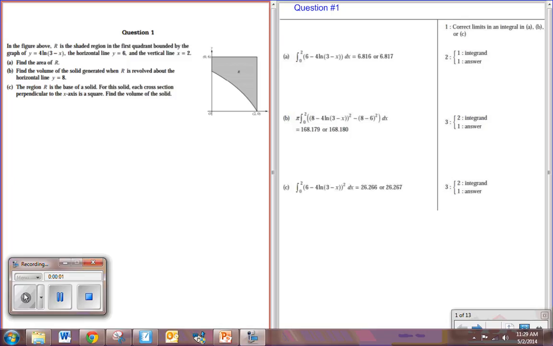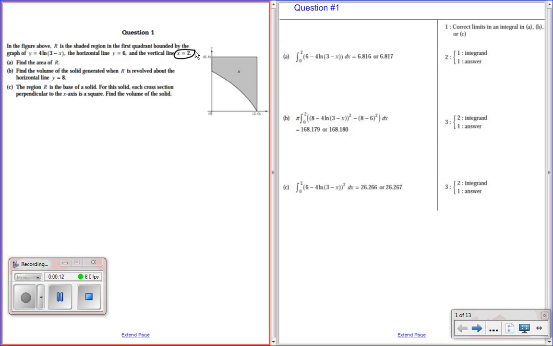Here we are, question number 1 of your last FRQ test. Okay, we look at this problem and it's an area and volume problem. You are going to nail this. So we're given these functions here.